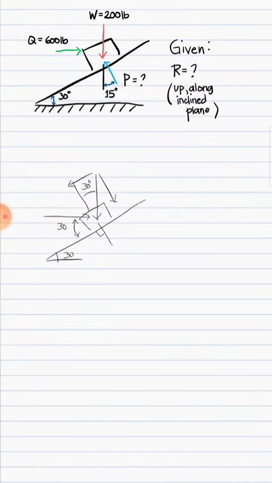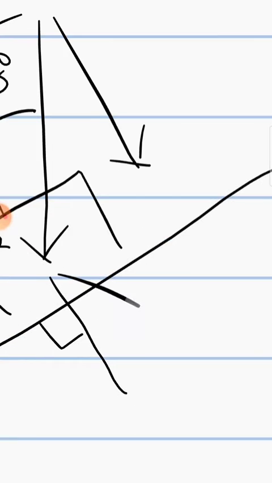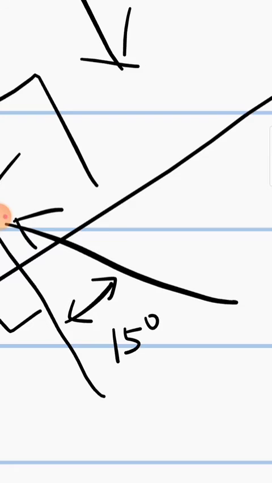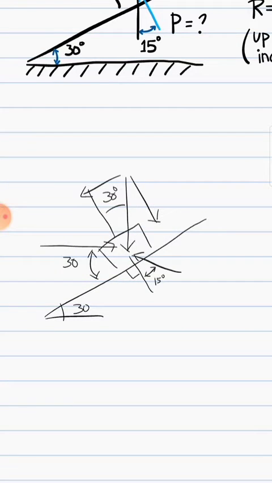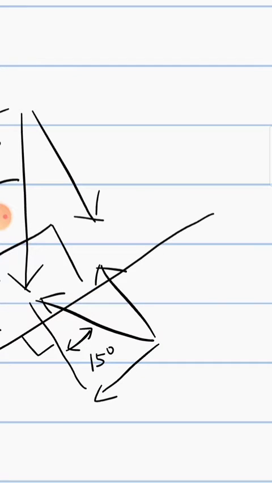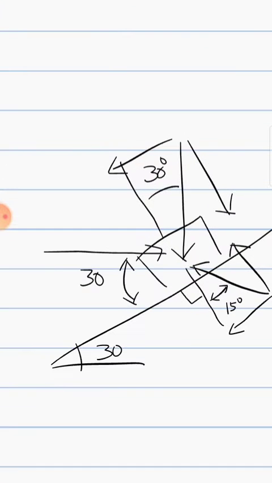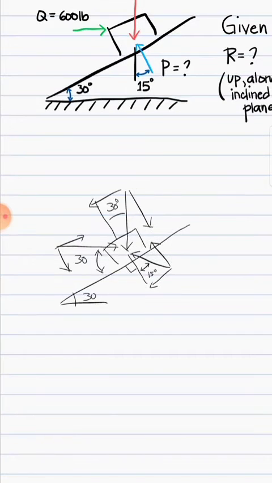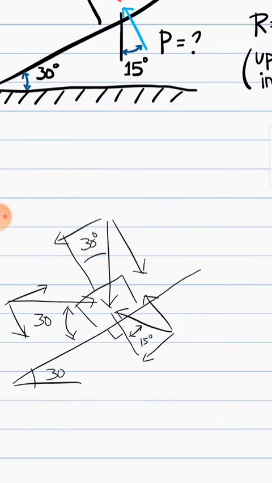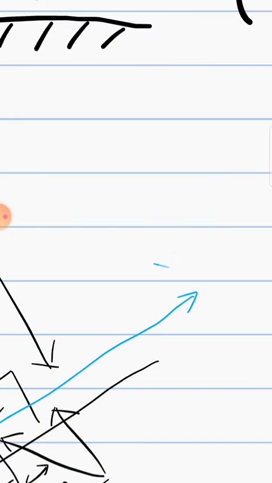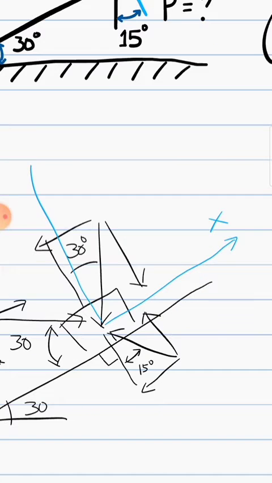And also this P. We are also tasked to find what P is, given that this is 15 degrees. So I just have to draw the components first. Something like that, and for this one, it's like this. So those are the components. By creating an axis along the plane, let's call this X, and let's call this Y.